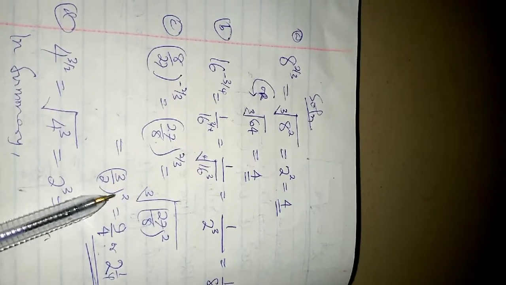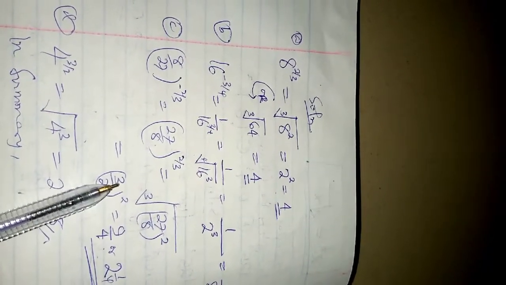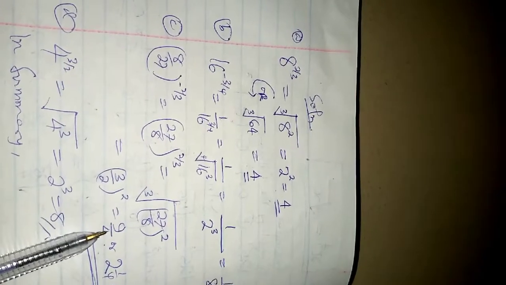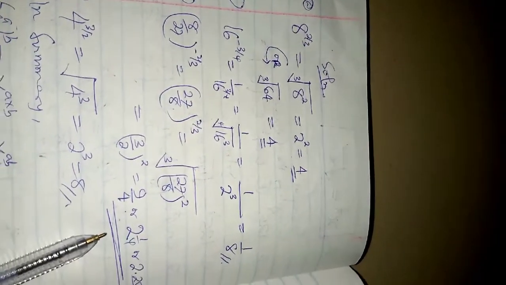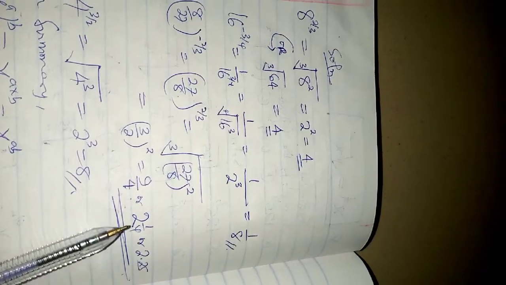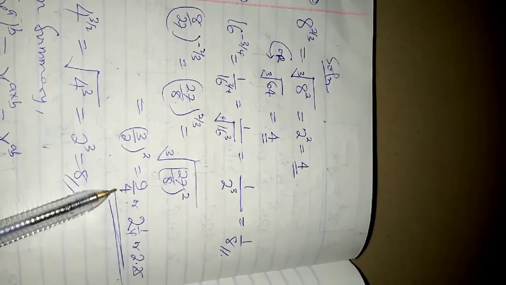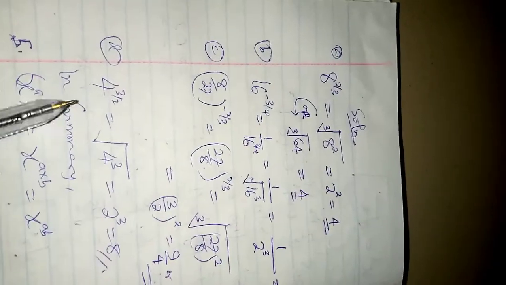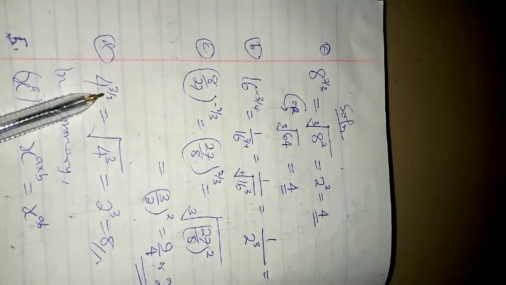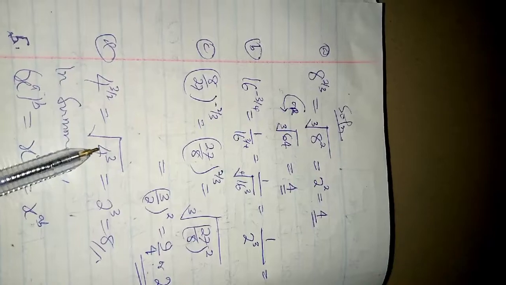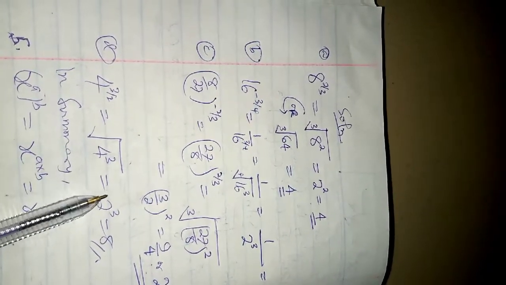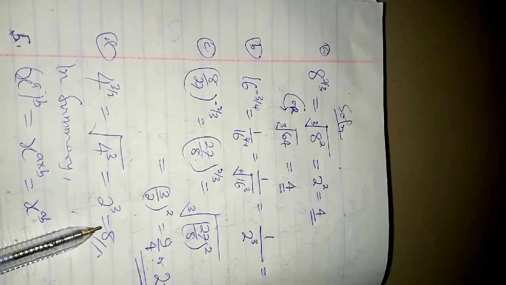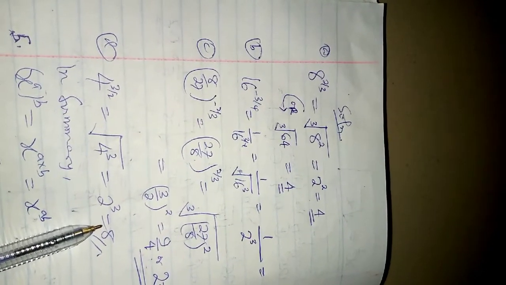3 raised to power 2 is 9. That is 3 times 3. 2 raised to power 2 is 4. That's 2 times 2. So our answer is 9 over 4, or 2 and 1 over 4 as a mixed fraction, or 2.25 as a decimal. Either of these is correct. Coming here, 4 raised to power 3 over 2 is square root of 4 raised to power 3. Square root of 4 is 2 raised to power 3. And that gives 2 times 2 times 2, which is 8.